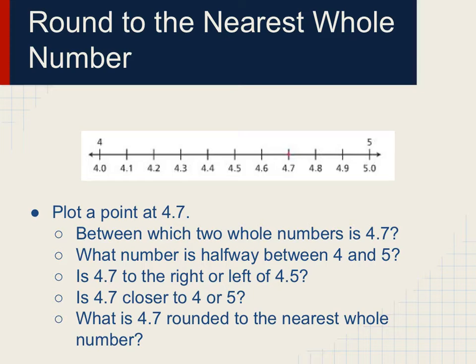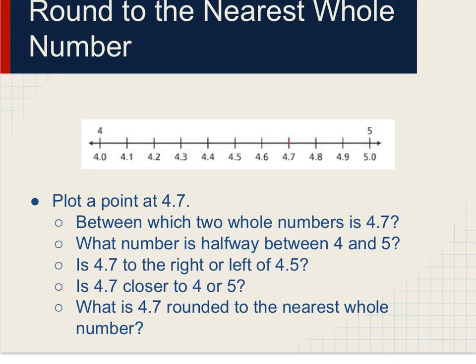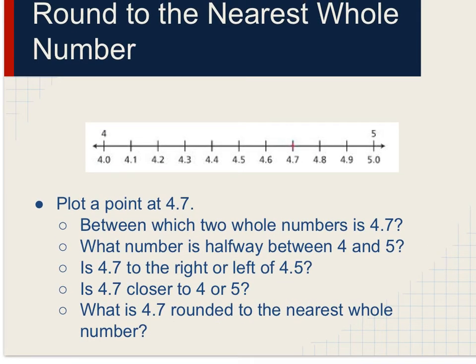So here's an example of rounding to the nearest whole number. We are going to round the number 4.7, 4 and 7/10. The first thing you should ask yourself is between which two whole numbers is 4 and 7/10? Well, I see the whole number 4, so then I know that it's after 4, and the number that comes after 4 is 5, so it's between 4 and 5.